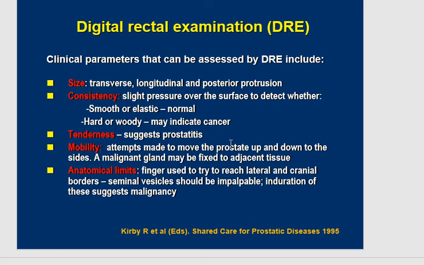Digital rectal examination, what to look for: size of the prostate, width and length of the prostate, and consistency, whether the prostate is smooth and elastic, which is normal, or hard or woody, which would indicate cancer. Tenderness of the prostate suggests prostatitis. Mobility of the prostate, whether the prostate is fixed or mobile. A fixed prostate is due to carcinoma of the prostate, and mobile is the normal prostatic tissue.